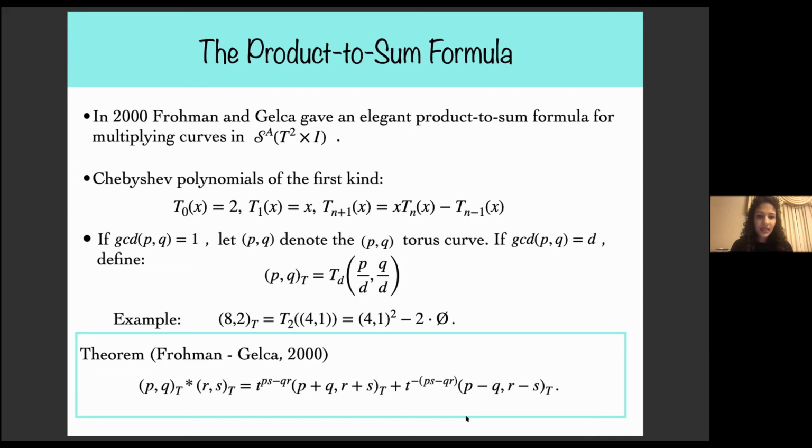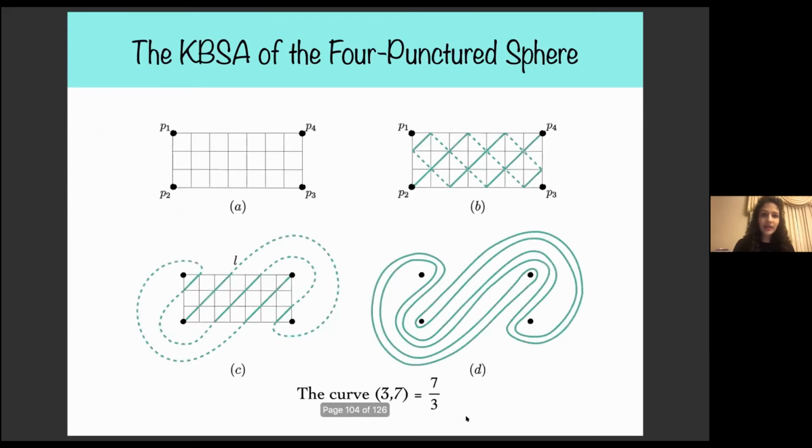Okay, so a couple of years ago, we at GW decided to investigate the multiplicative structure of the Kauffman bracket skein algebra of the four-punctured sphere. The four-punctured sphere was the next candidate after the torus to investigate, because it's closely related to the torus. In particular, you obtain the four-punctured sphere from the torus by hyperelliptic involution.